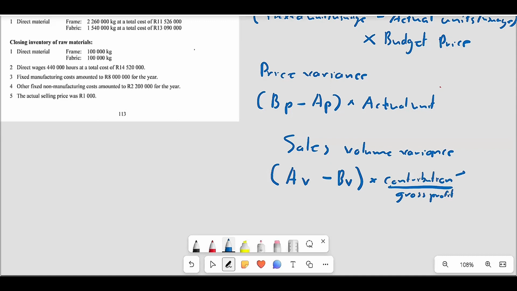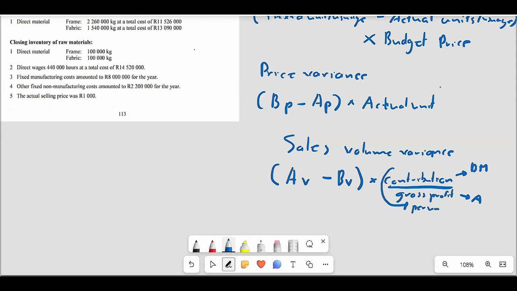Only if you're using the direct method, you could use the contribution, but if you're using the absorption method, you have to use the gross profit. And remember, this is per unit.